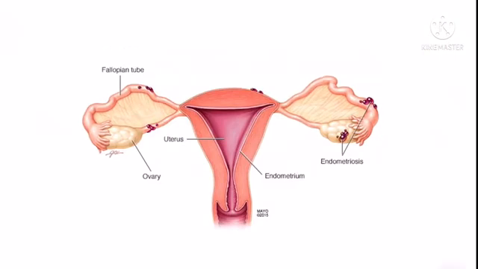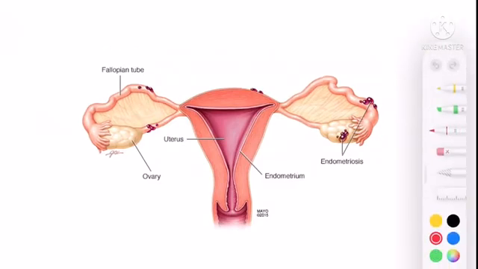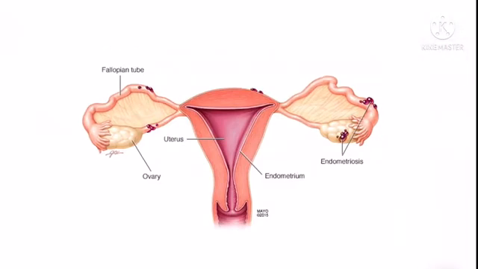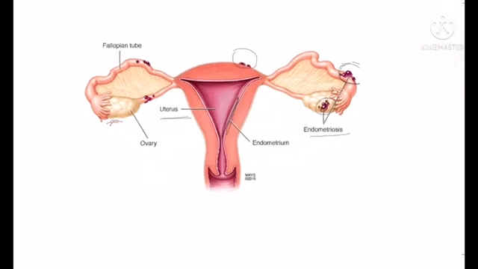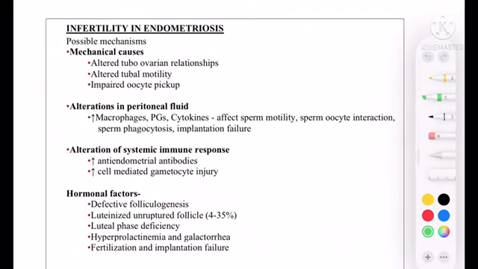So here is the presentation, and these are the ectopic endometrial linings. In the ovary it is called a chocolate cyst, which is endometriosis. Here we can find it in the fallopian tube, and here on top of the fundus is the endometrial lining. This is the endometrium, and this is the uterus. So let's go to the main topic of today's discussion.